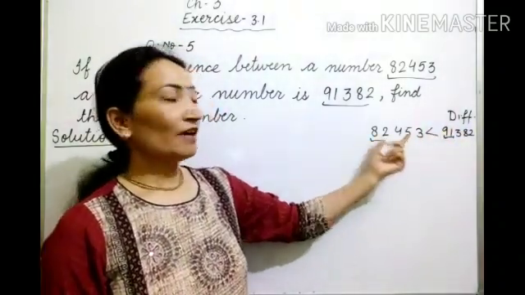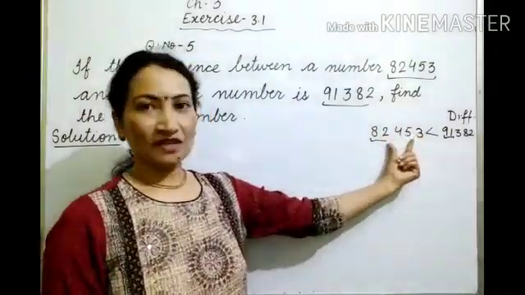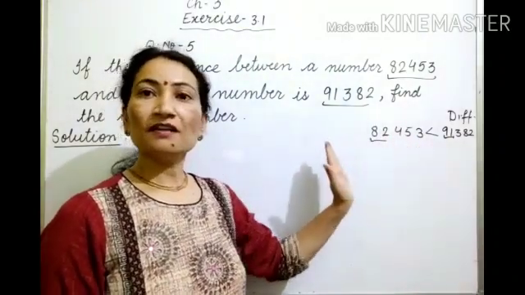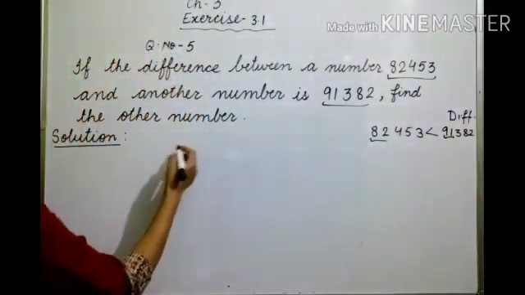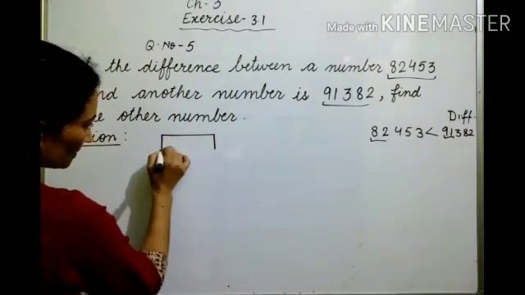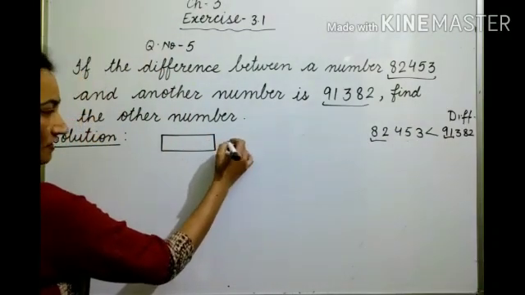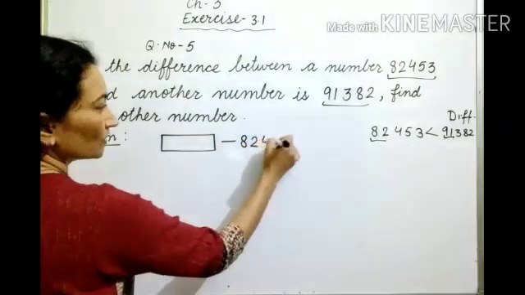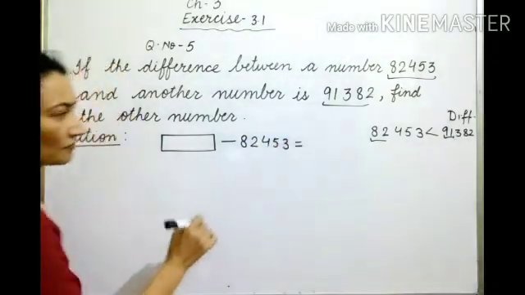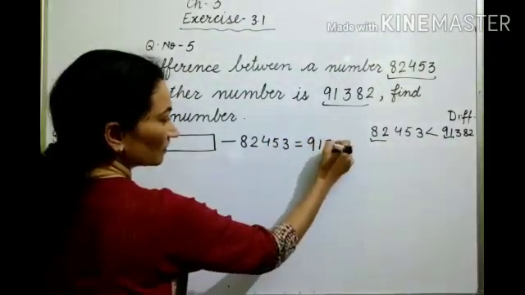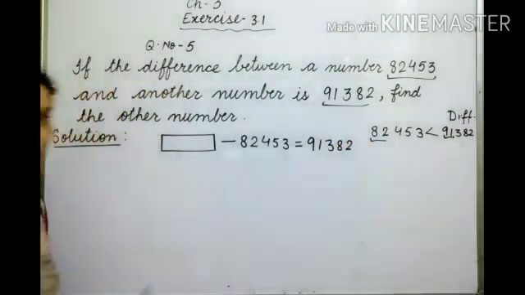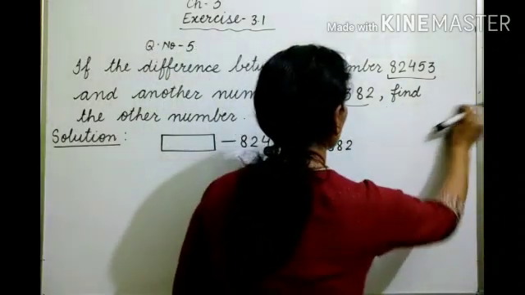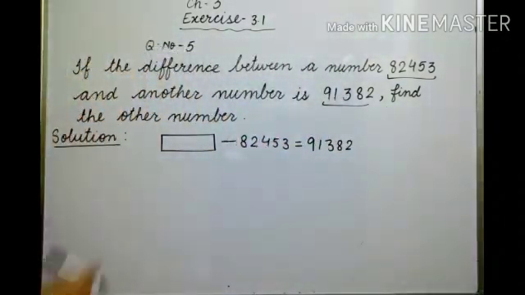So we have to find minuend. It is given subtrahend. In two numbers, one number is given, that is smaller number. We have to find larger number. So let us understand first. According to our statement, first number missing, second number 82,453, and difference, which is our answer, is given. That is our question. According to given question, we have framed our own problem. Now we will solve.